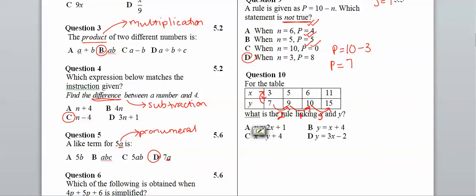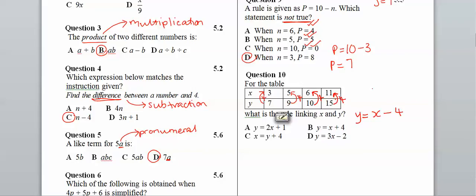Is 4. The difference between 9 and 5 is also 4. The difference between 6 and 10 is 4. And the difference between 15 and 11 is 4. So then we can get our rule as y equals x plus 4.